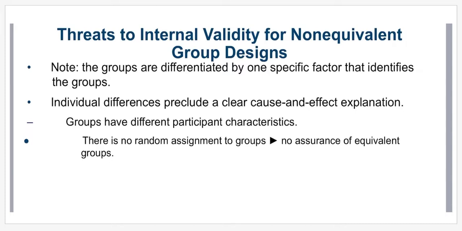And so there's no way to control those, right? Because the groups already exist, and we can't randomly assign to groups. There's no assurance of equivalent groups. We can't determine if those high schools are similar or not, which we'll get to in a second.